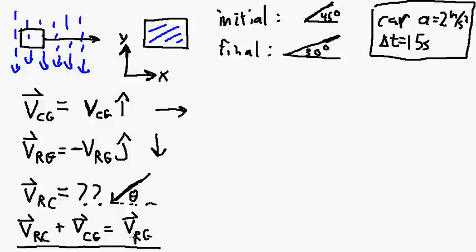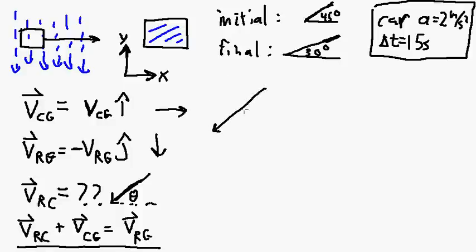But can we draw a picture to represent this? You can solve this algebraically with some work, but I think it's much easier if you do the picture route. So V_RC plus V_CG equals V_RG. This velocity of the rain with respect to the car is going down this way, right?